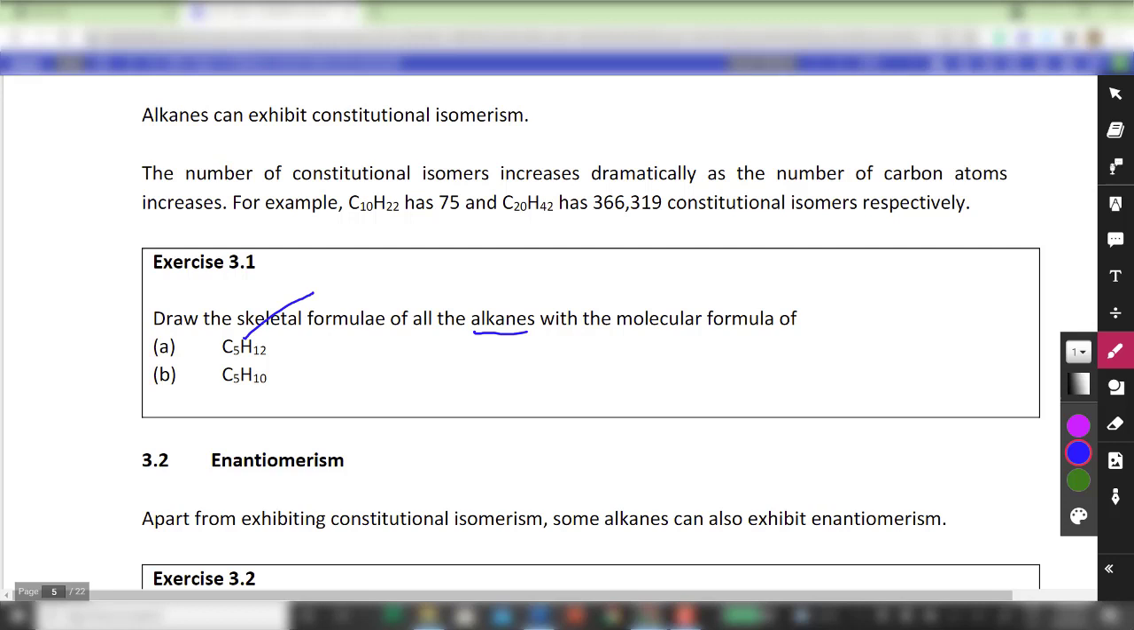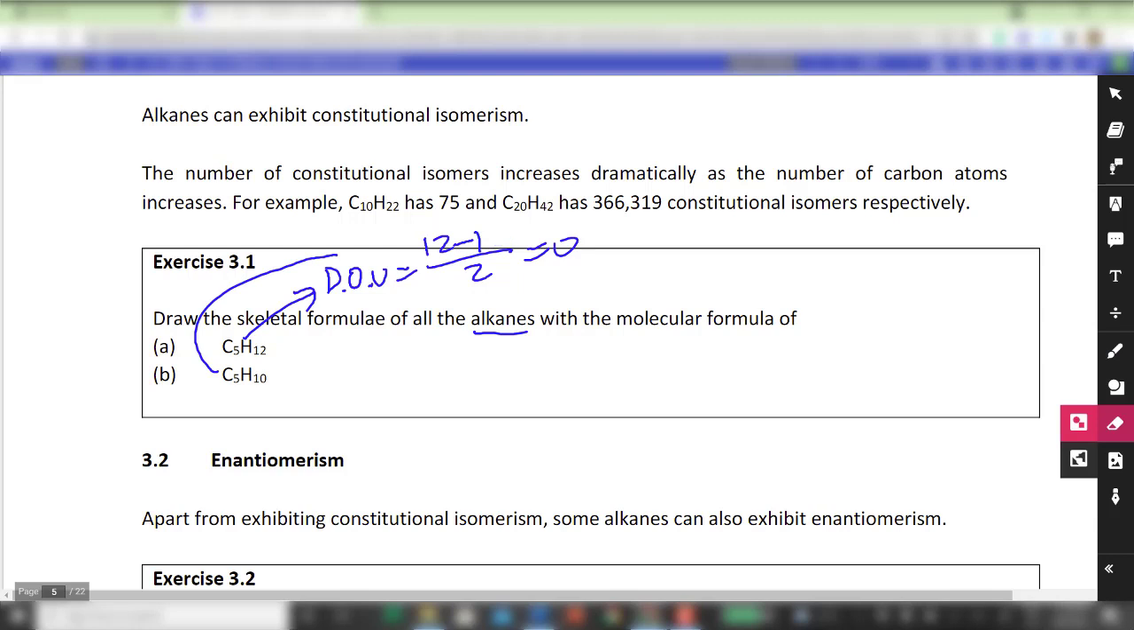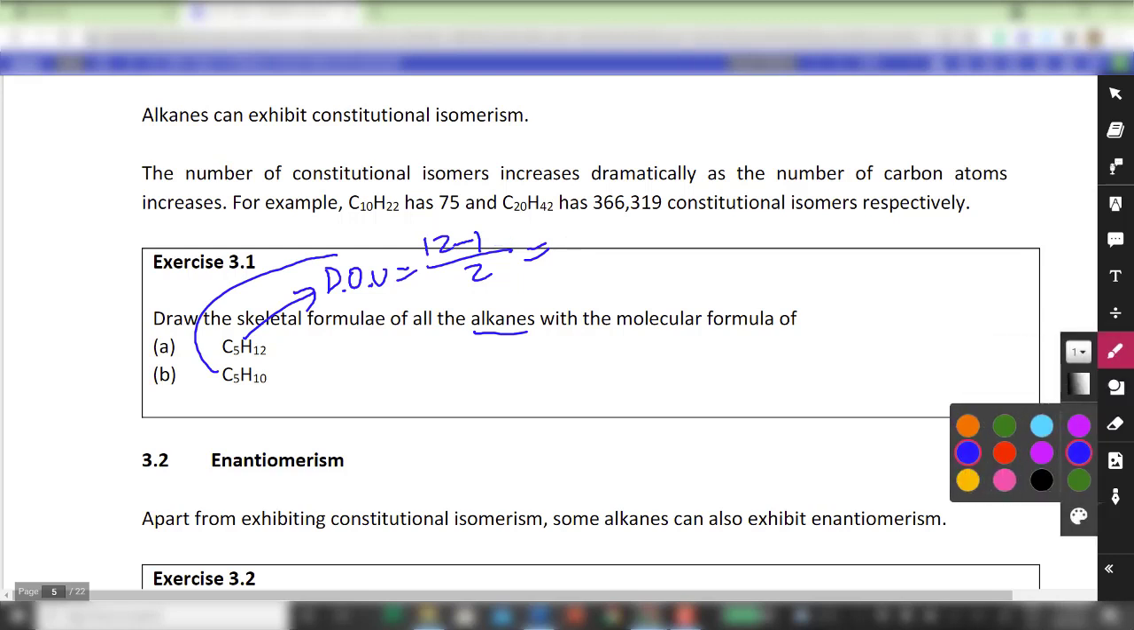When we calculate degree of unsaturation, what we normally do is take the formula of the alkanes. In this case, with 5 carbons, the maximum number of H you can have is 2n plus 2, that's 12. We subtract the actual number of H, divide by 2, so that's 0 in this case. That means this compound is a straight chain saturated compound. If you apply the same formula to the one below, which is C5H10, you realize that the number of hydrogens is now reduced to 10, and it has 1 degree of unsaturation. But since it has to be an alkane, the one below definitely is a cycloalkane.